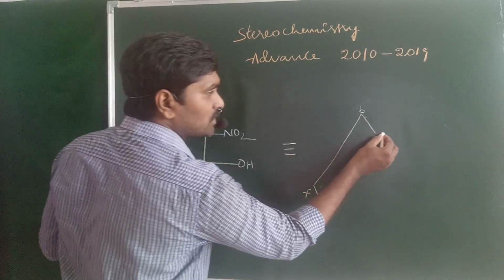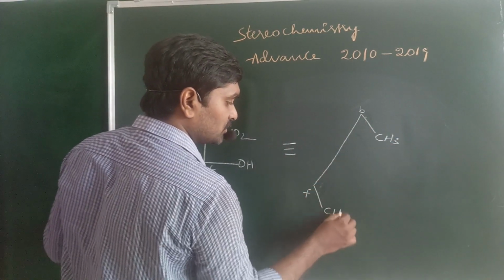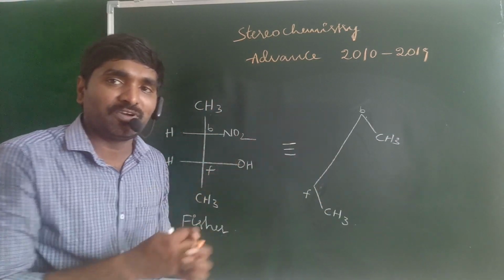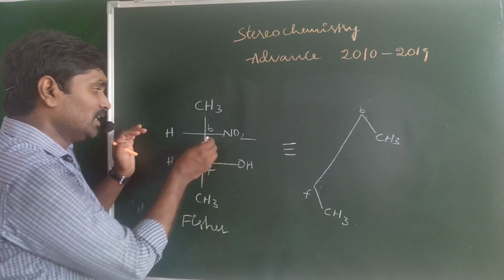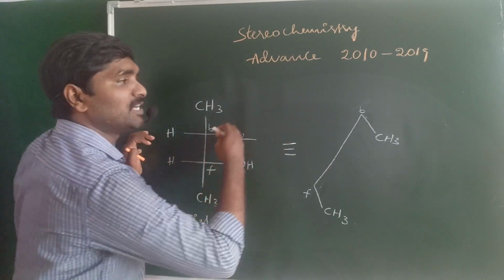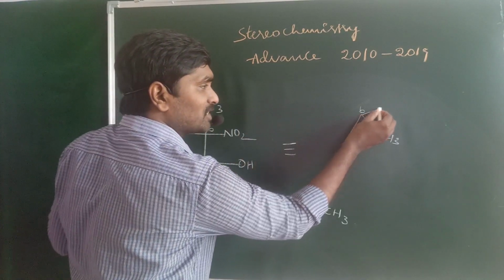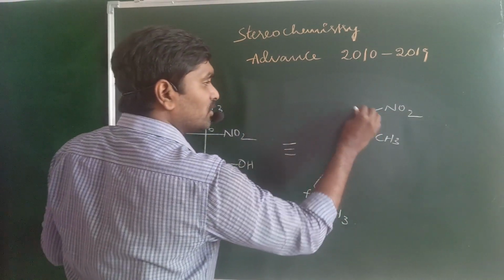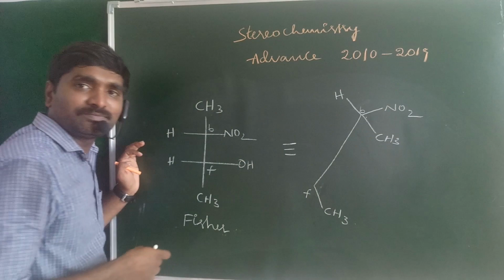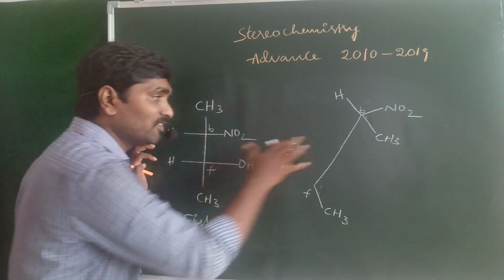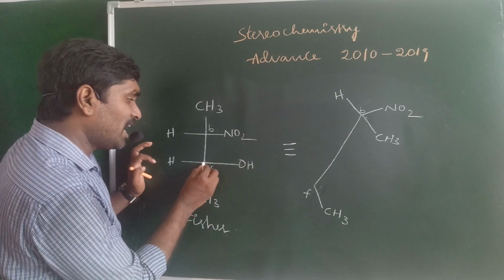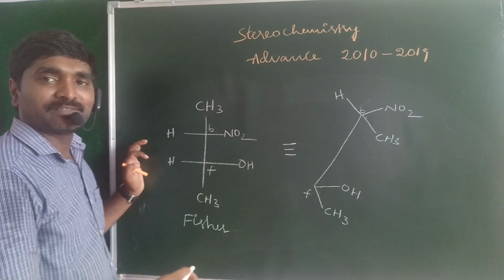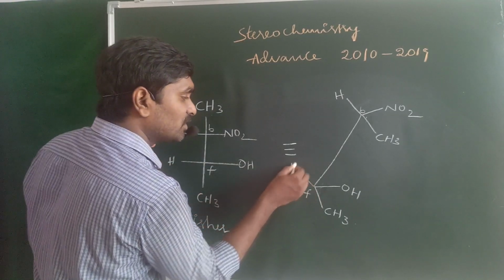So CH3 like this, CH3. The remaining groups keep the same configuration; you just write the same configuration. On the backside carbon, NO2 is present on the right side, so you write NO2 on the right side. H is present on the left side, so hydrogen is on the left side. On the front carbon, OH is present on the right side. Look at this, OH is on the right side and H is on the left side.